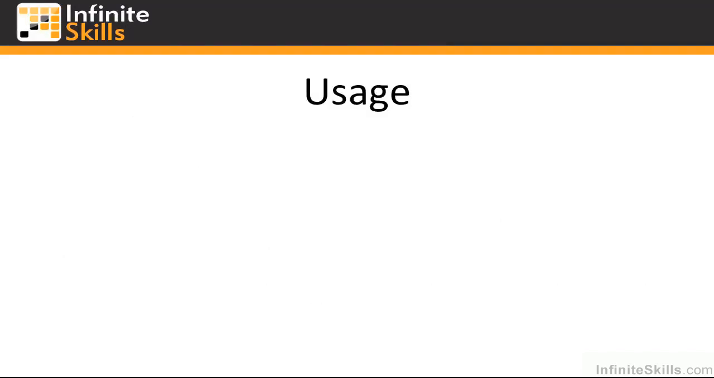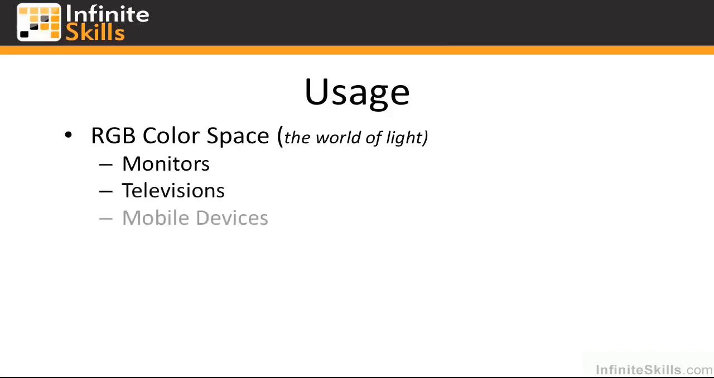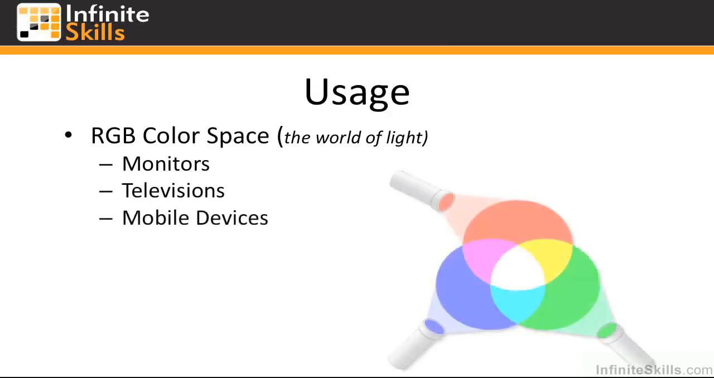So, usage, for example, for the RGB color space, the world of light. I call that the world of light. Number one, monitors, television sets, mobile devices, things like that. We are painting with light when we work in RGB.